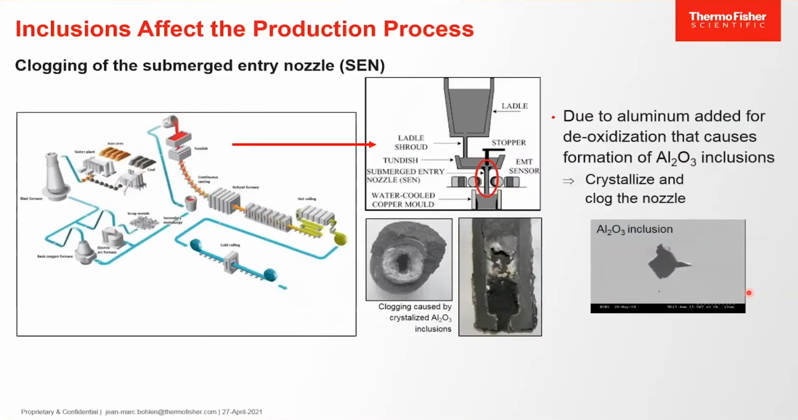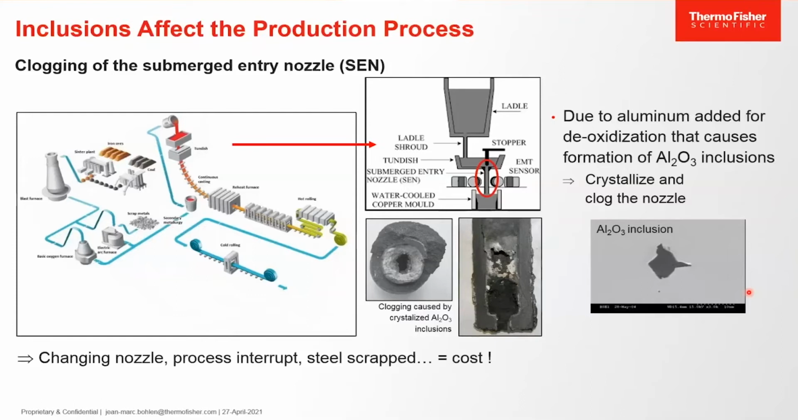I said that inclusions also affect the process. This is a famous example. Actually, a very common issue for the steel makers. Clogging of the submerged entry nozzle takes place when aluminum is added for the deoxidation of the steel. This causes the formation of aluminum oxide inclusions that crystallize and clog the nozzle.